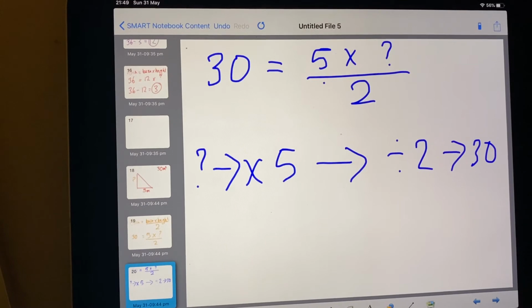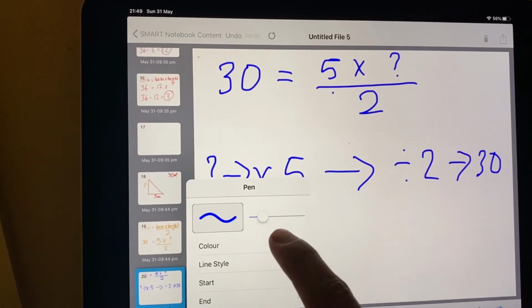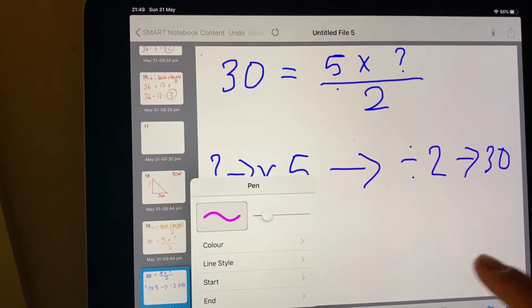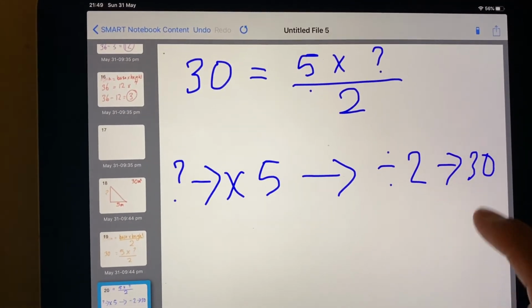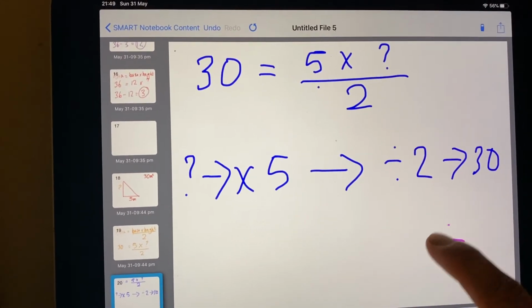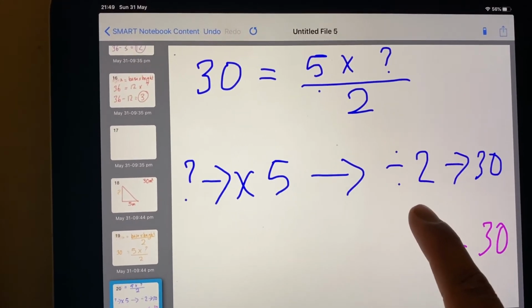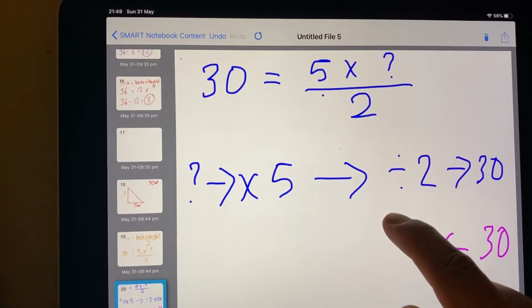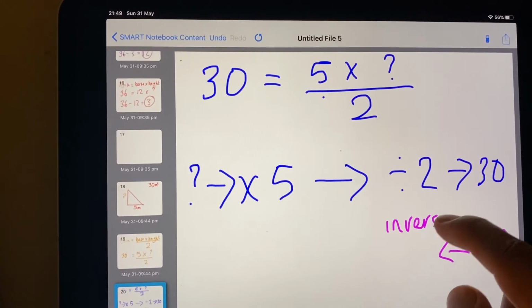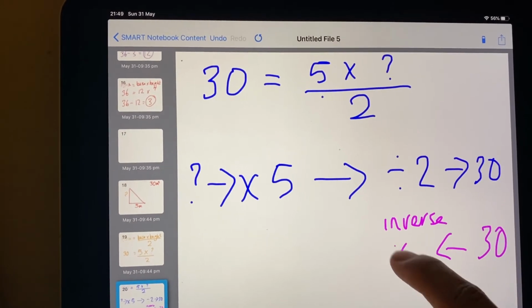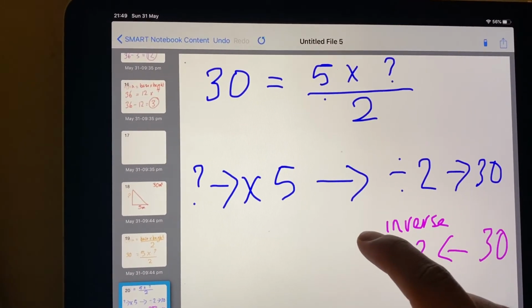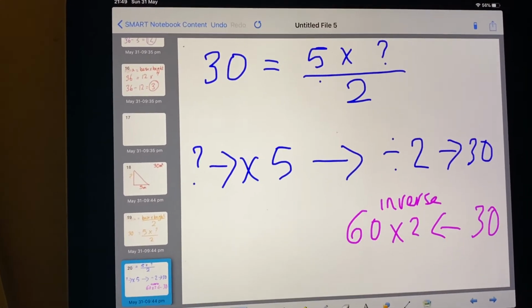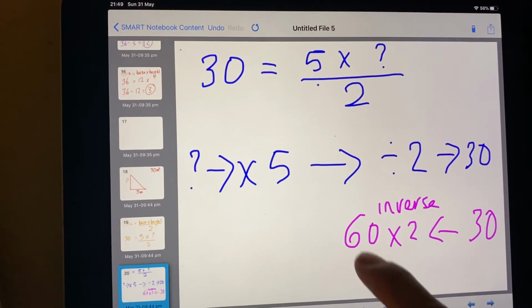So we're going to work backwards. I'm going to pick, let's go pink. I'm going to go backwards. I'm going to start on 30, and the inverse of divide by 2 is times. So that means I'm going to get 60. So 30 times 2 is 60.